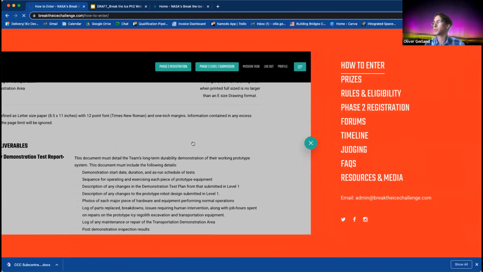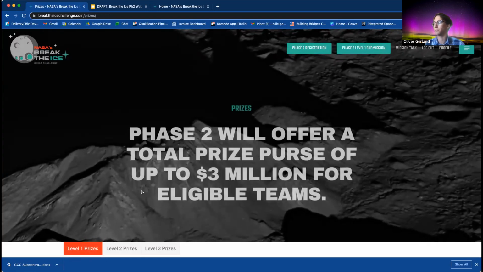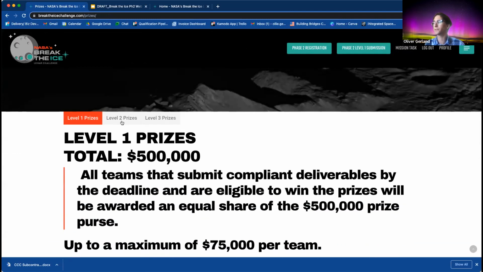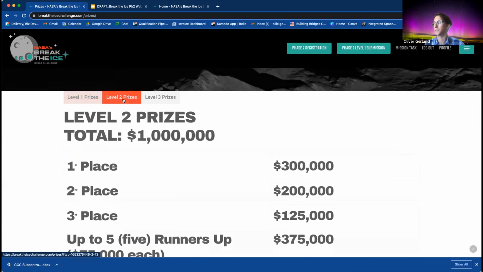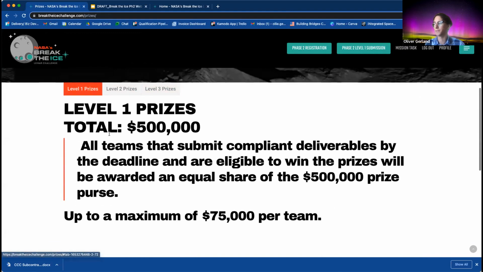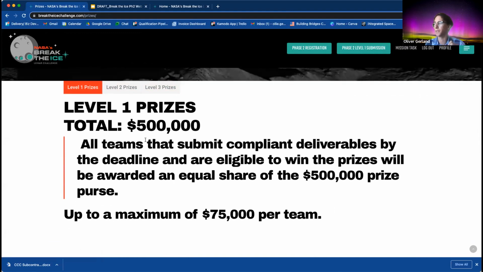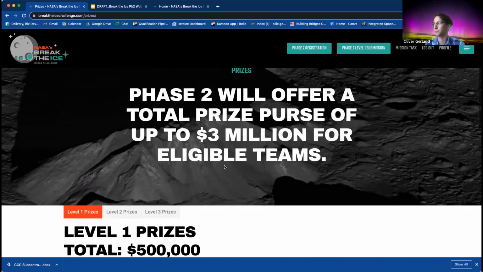The prizes page just summarizes the key prizes, which are broken down by levels. So you can pop through these different tabs to orient yourself to the amount of money that is on the table for folks who are able to deliver on this solution.